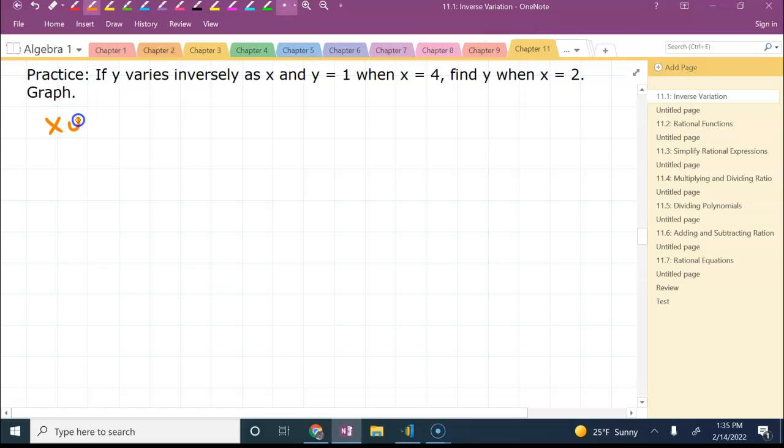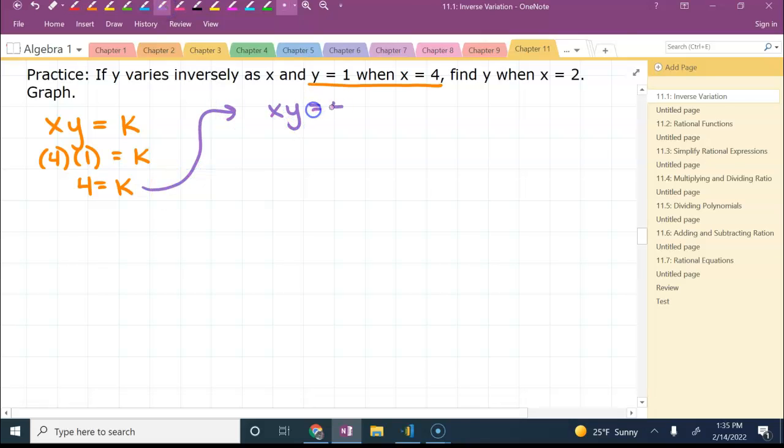So again, I start with that xy equals k. And for the first part of the problem, I'm going to put in a 1 for y and a 4 for x. So my k equals 4. So then to write my new equation, it would say xy equals 4. And they want me to find y when x is 2. So 2y equals 4. So y is equal to 2, because you would divide by 2 on both sides.